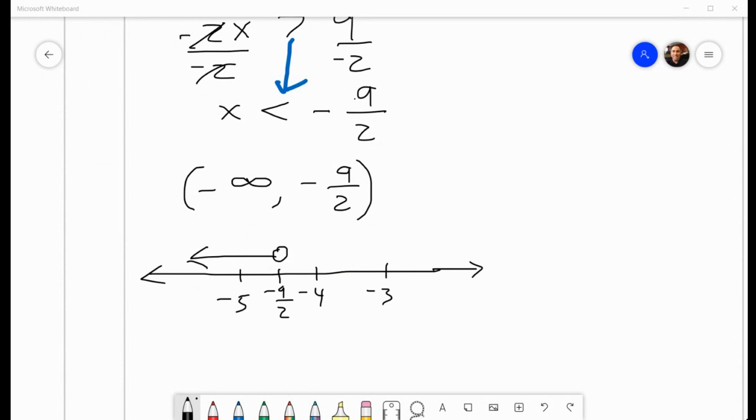Did I make a mistake? Nope, strict inequality. Okay. For some reason I thought I made a mistake, but I didn't. Okay. Any questions on this?